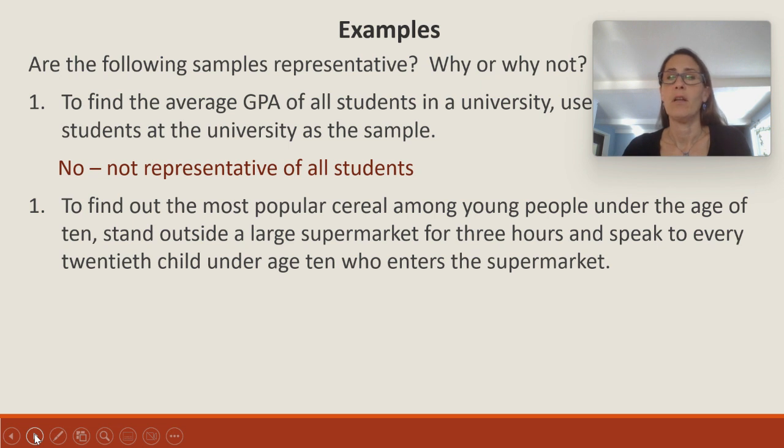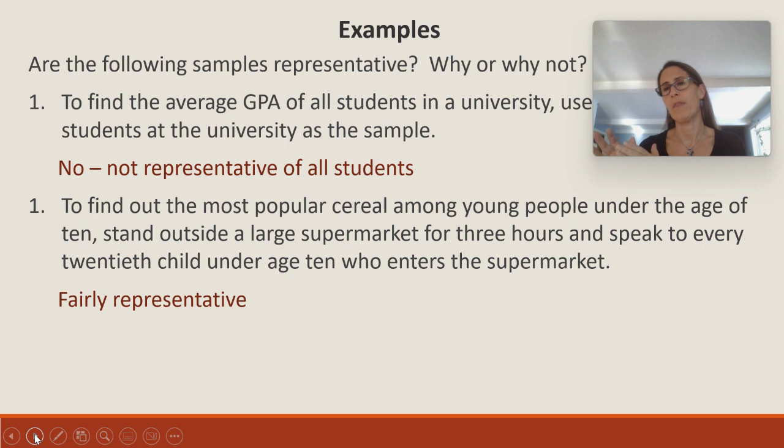To find out the most popular cereal among young people under the age of 10, you stand outside a large supermarket for 3 hours and speak to every 20th child under age 10 who enters the supermarket. So is this sample, every 20th child under age 10 at a large supermarket over a 3-hour span, representative? That's probably fairly representative. Now, depending on where that supermarket is, you may have a bias towards one thing or another. It's a little bit of convenience sampling, but maybe that's what you're looking for. What 3 hours do you pick? Is it when kids should be in school and so you don't get a lot of kids, or you only get kids who are homeschooled or kids who are sick? So it's not a bad place to start.